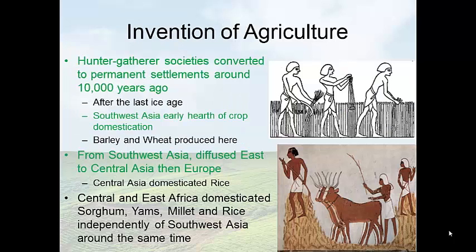So where did agriculture originate? Well, obviously, before agriculture, before permanent settlement, came hunter-gatherers. Now, around 10,000 years ago, after the last ice age, people began to settle down and create communities through farming. One of the earliest harvests we can trace is in Southwest Asia, where barley and wheat began to be produced. From Southwest Asia, the practice of agriculture diffused east to Central Asia and then to Europe. Central Asia, of course, is known for its domestication of rice. Central and East Africa, during the same time, domesticated sorghum, yams, millet, and rice independently of Southwest Asia, which is interesting. So you see these two hearths emerging at the same time, independent of one another.